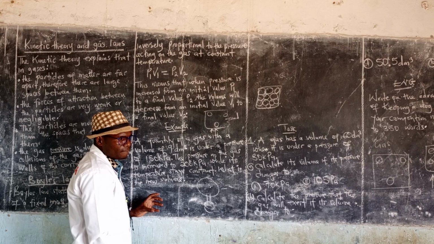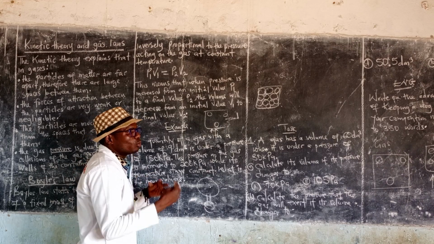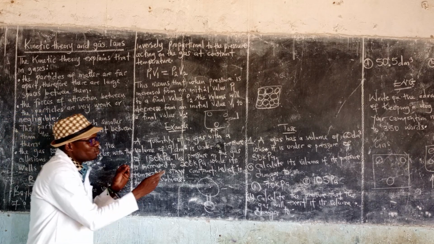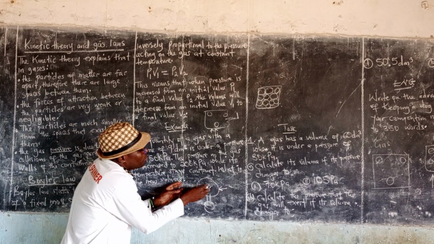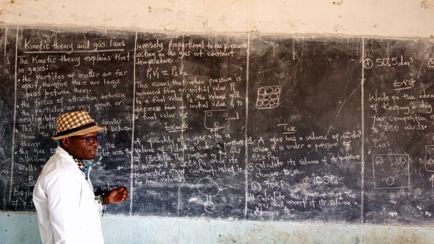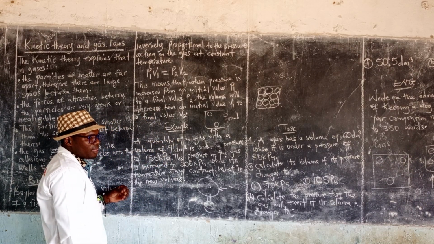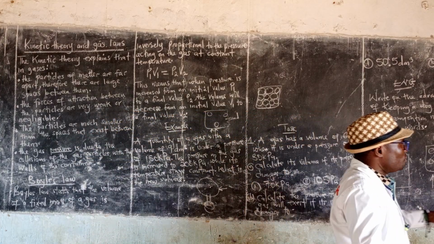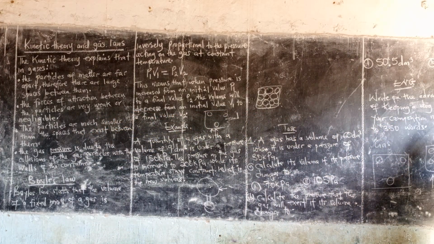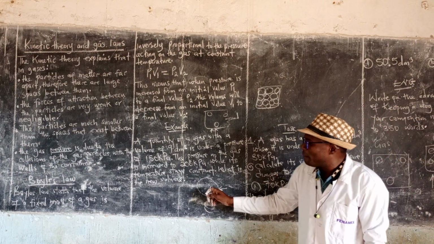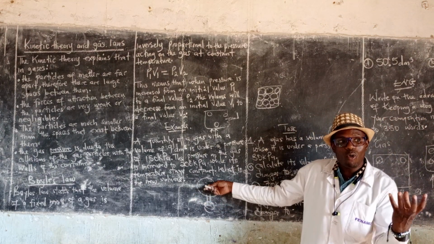The volume becomes what? Okay, do you understand what it is? The volume means the space. When you are heating something, does the space become bigger or smaller for it to burst? So it becomes smaller, sir. So the volume becomes smaller. The volume of the bottle becomes small.